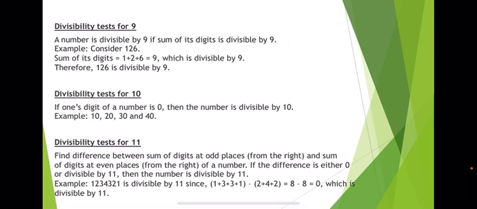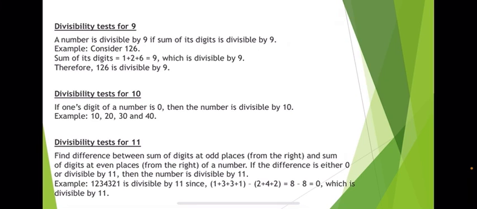Now let us discuss the divisibility of 11. Find the difference of the sum of the digits at odd places and the sum of the digits at even places. That means first we have to find the digits in the number which are at odd places and add them. Second step, we have to find the digits at even places and add them.